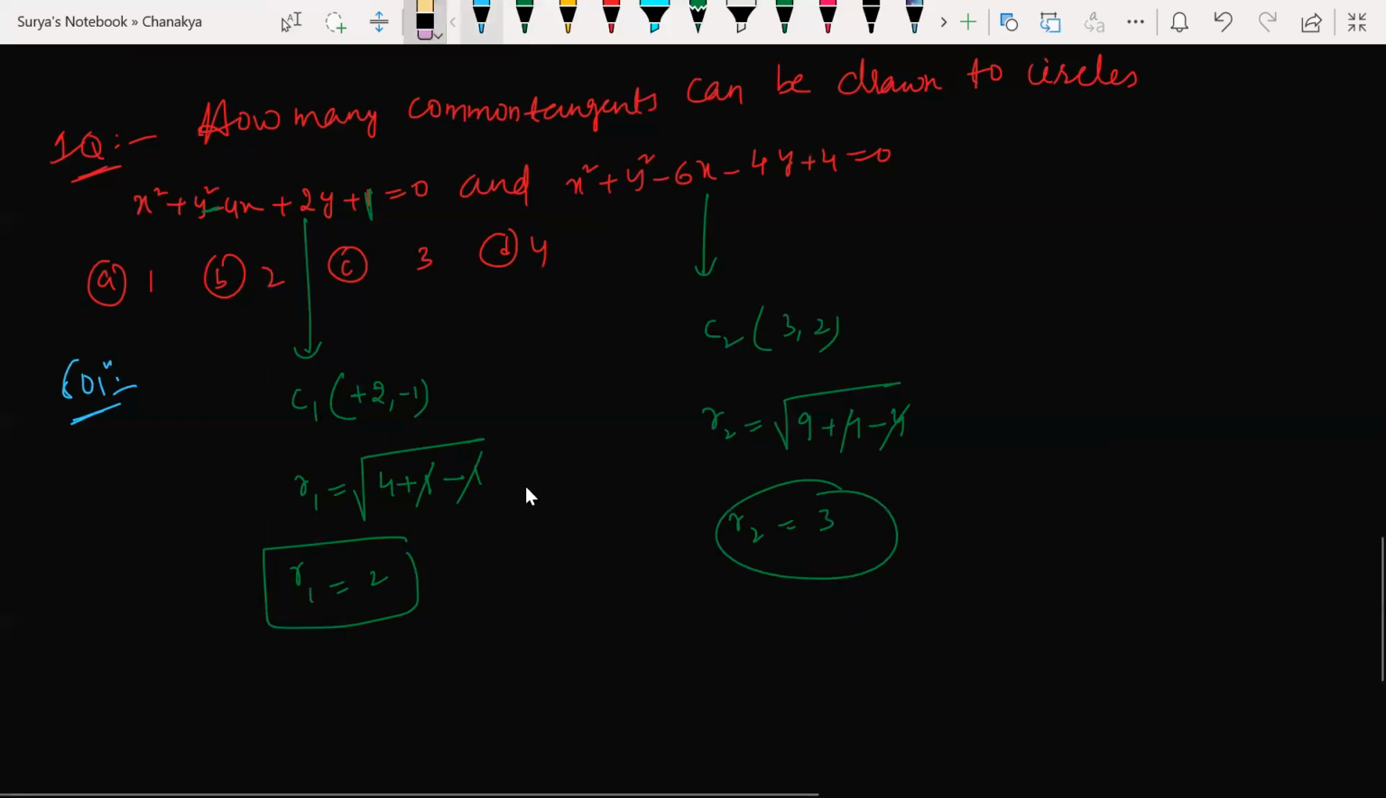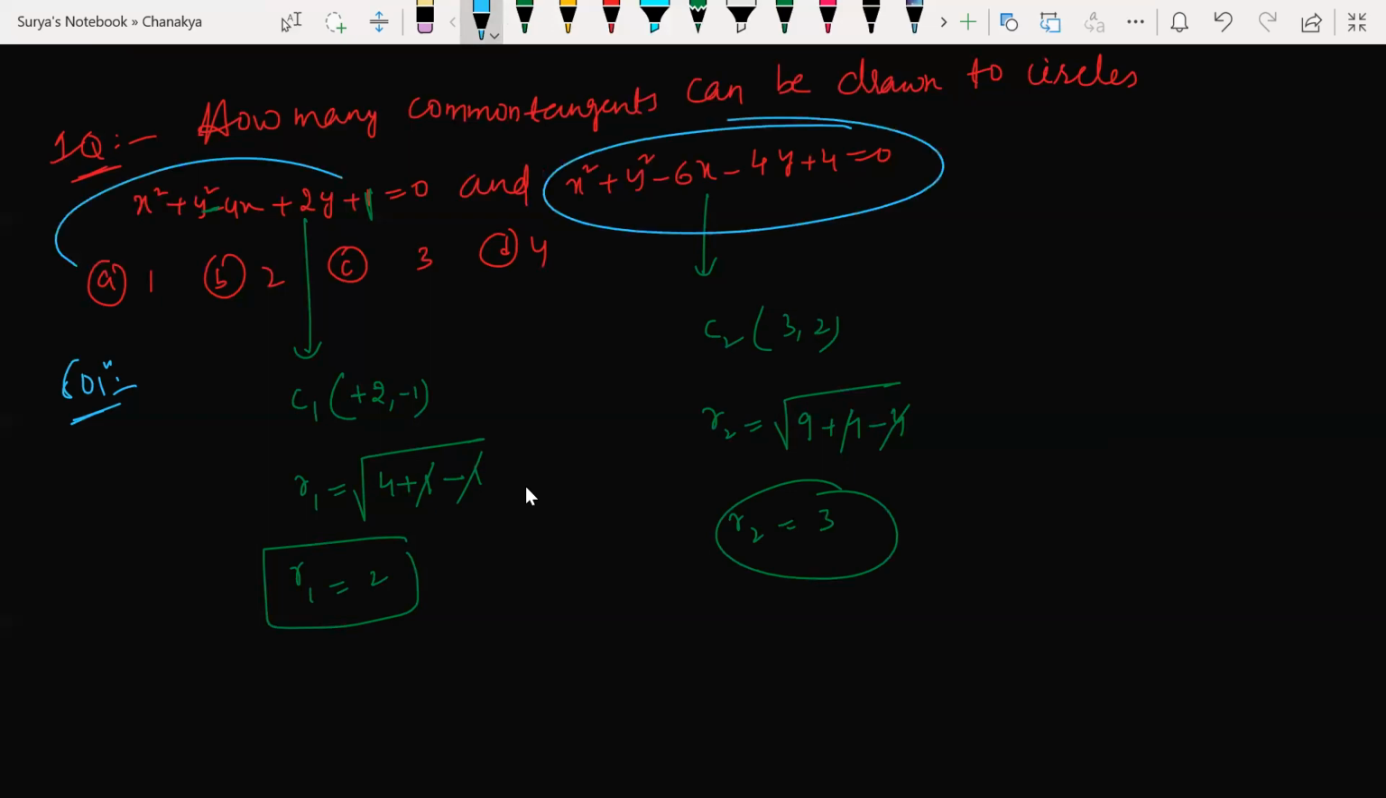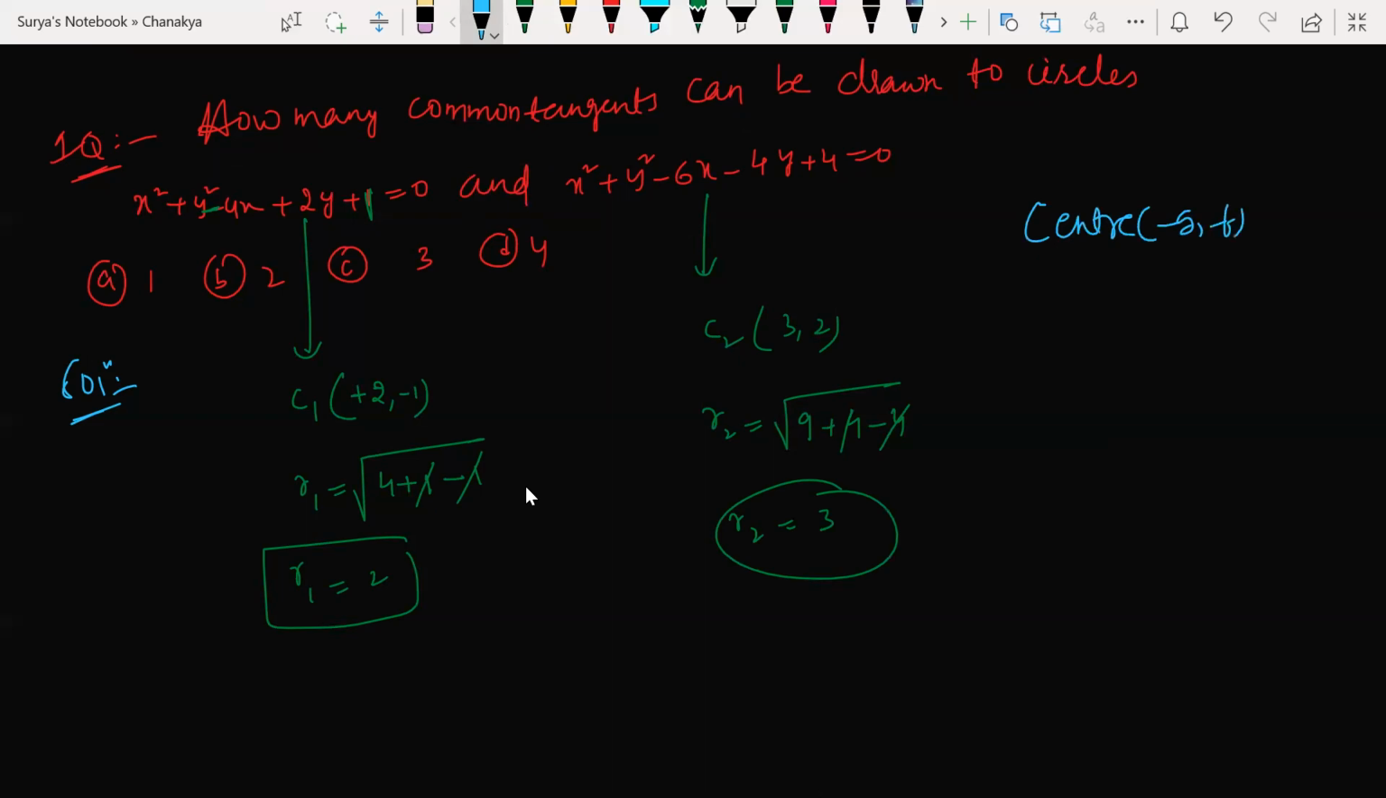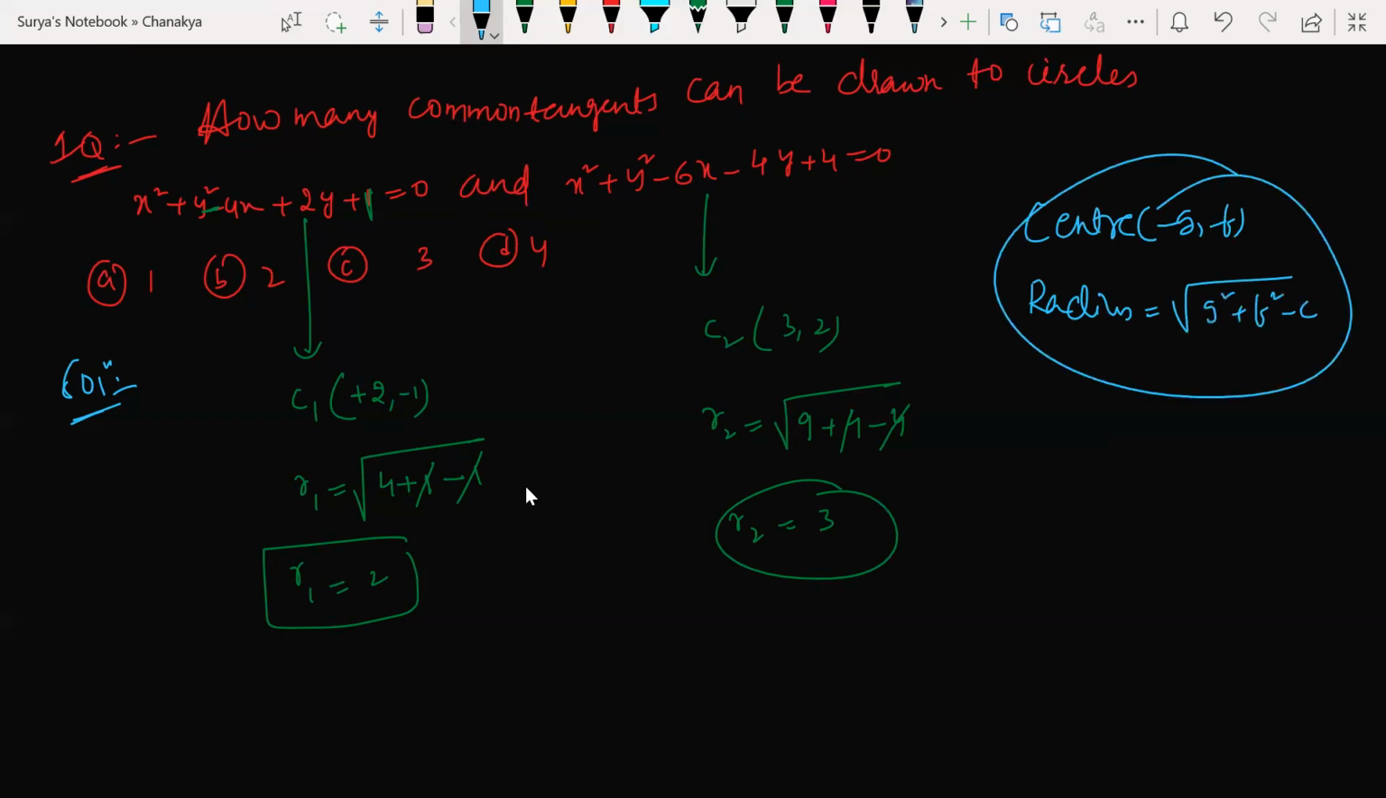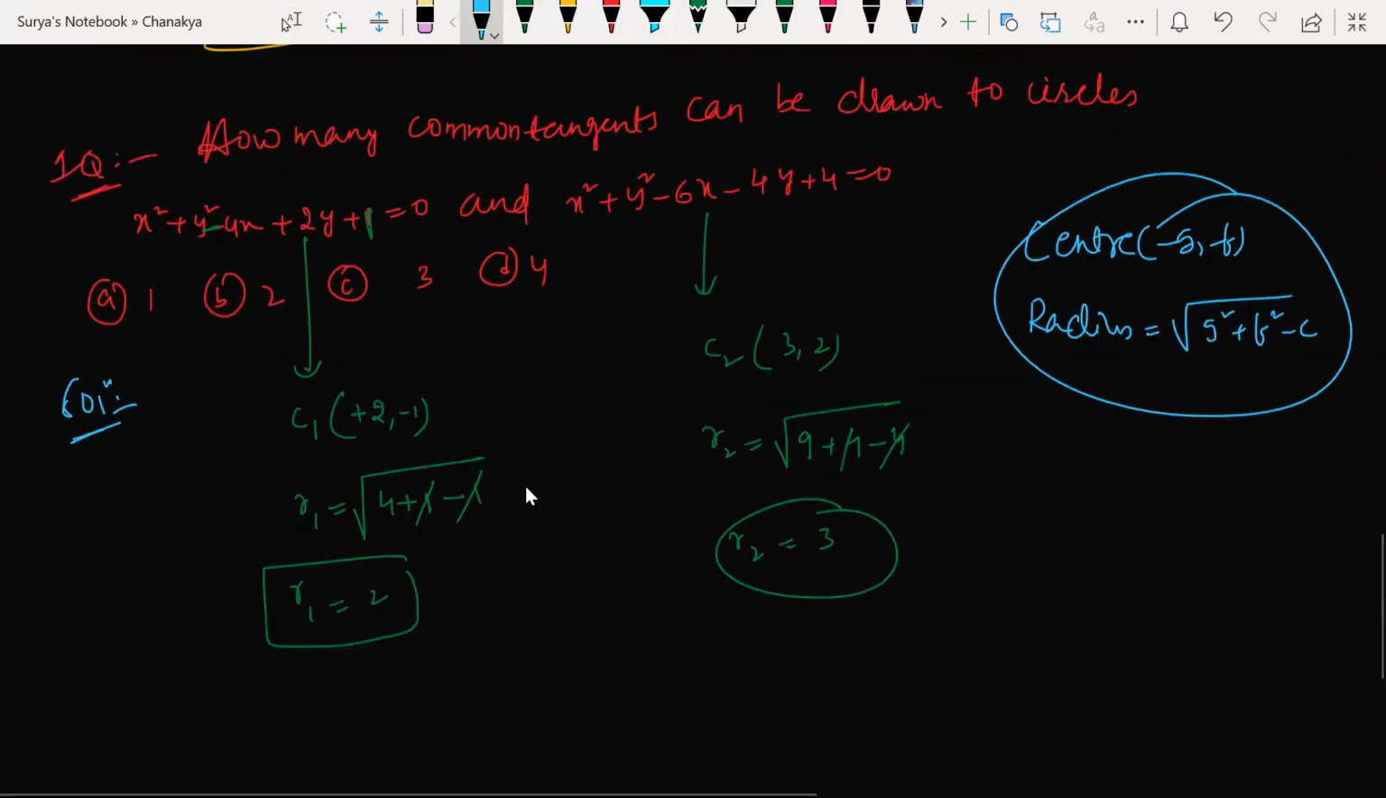Many of you might be getting confused with the formula. Guys, this circle and this circle are given in the general equation of a circle. How can we find out the center? Center is minus g comma minus f. Radius is square root of g square plus f square minus c. This is the formula for finding the center and radius of the general equation of a circle. So from this, the number of common tangents can be drawn.